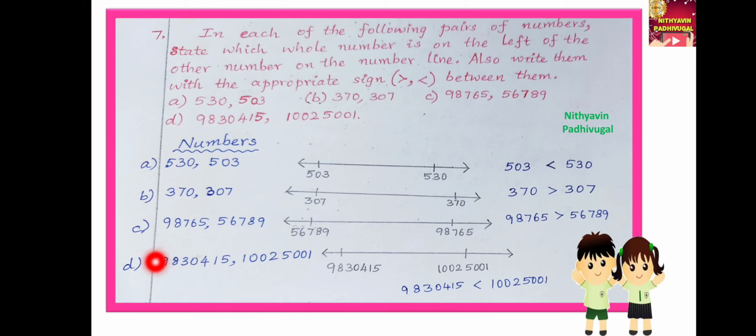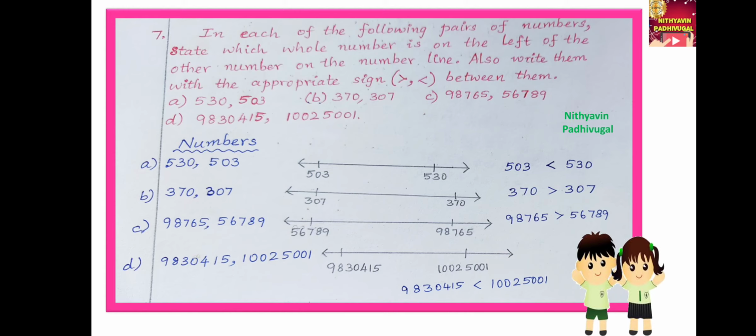Next, 98,30,415 and then 1,25,001. See, this is a 7-digit number and this number is an 8-digit number. So obviously the 7-digit number is less than the 8-digit number. So 98,30,415 takes place on the left side on the number line, and 1,25,001 takes place on the right side of the number line.